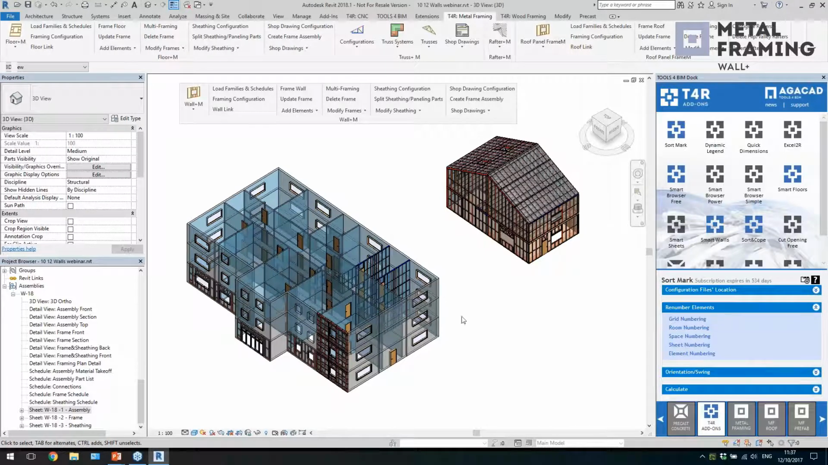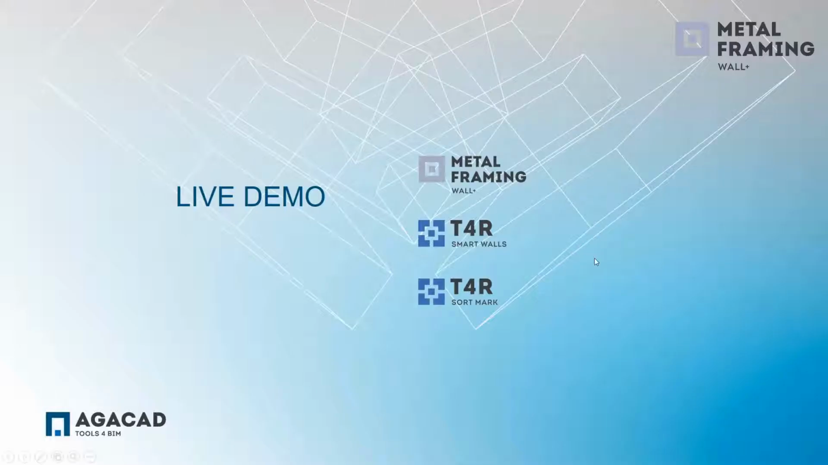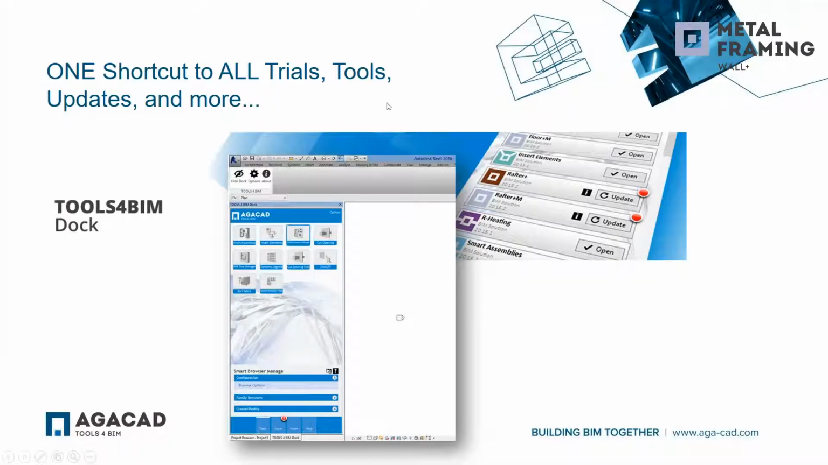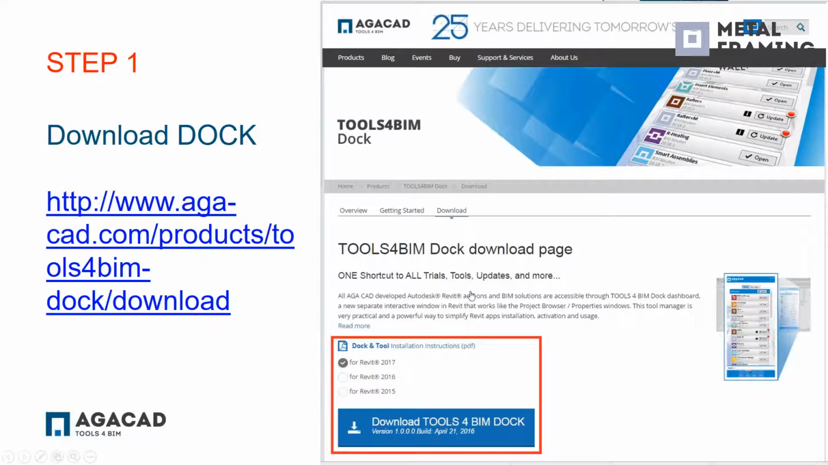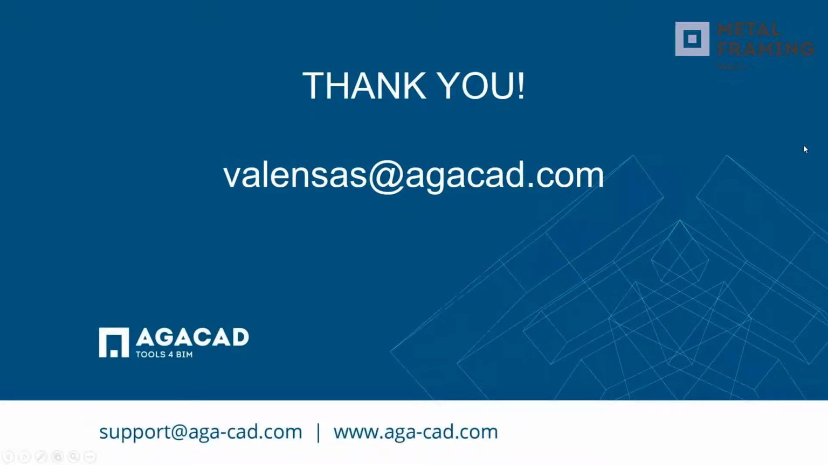What else I would like to show you is that you can get a free trial of any of the solutions. You can have it for 2 weeks. You just need to download this tool, then install the selected version, then you will have these tools. You can just get the trial, fill the form, you will get the activation code, and you just activate that.